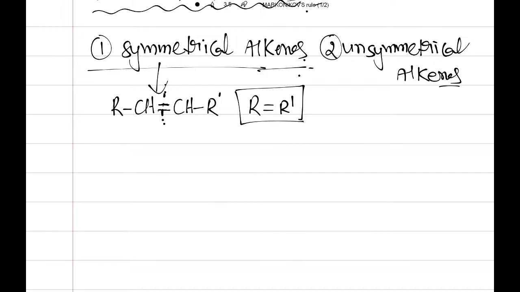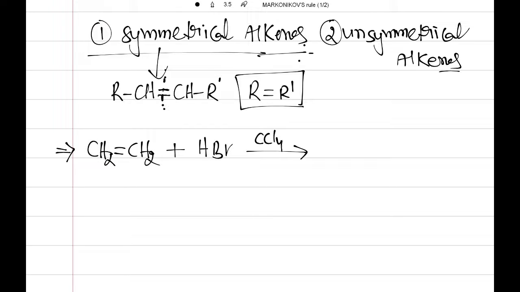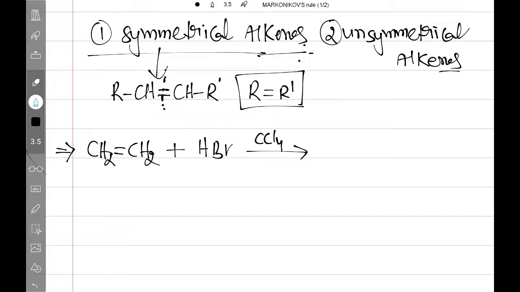First I am taking the symmetrical alkenes. After that I will go with the unsymmetrical alkenes. The first one I am taking is a simple alkene, CH2 double bond CH2. We react this CH2 double bond CH2 with HBr or HCl. I am taking simply HBr, in the presence of CCl4, which is just the solvent. Now what can we get here? We get CH3CH2Br.